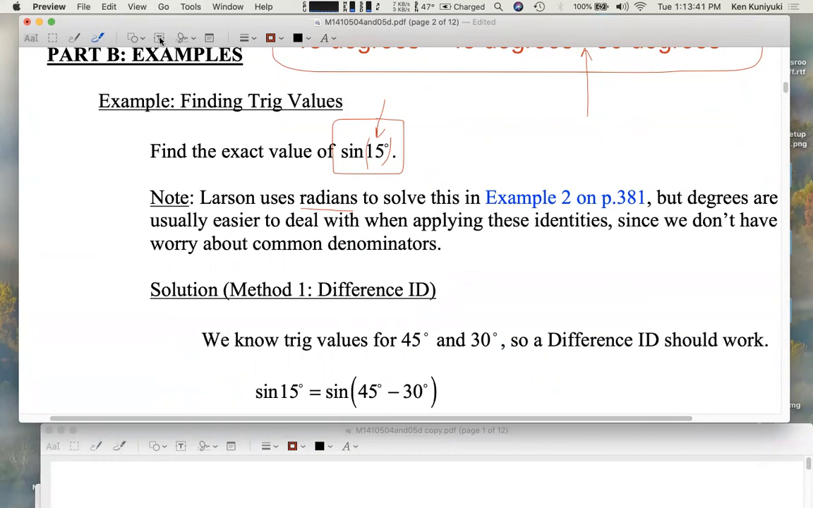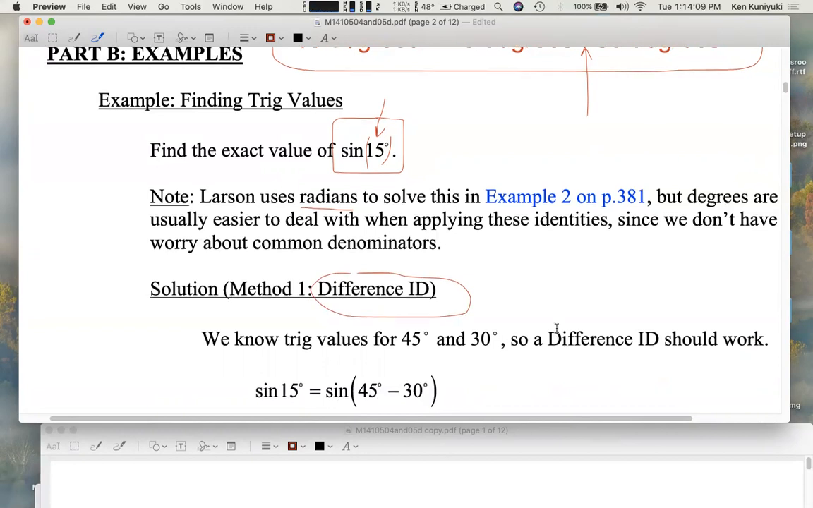Now remember, does this equal sine of 45 degrees minus sine of 30 degrees? And the answer is nope. Cross this out. In fact, I'm going to erase it. That's wrong. We do not have what we call linearity here, or we don't have a distributive property here. Remember, there's an actual difference identity that's more complicated than that.